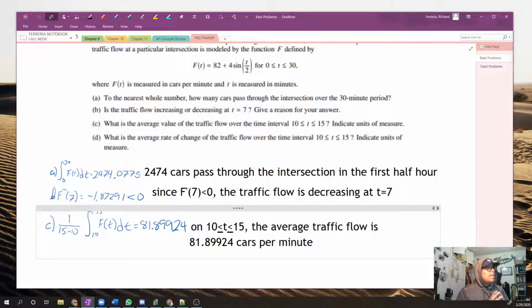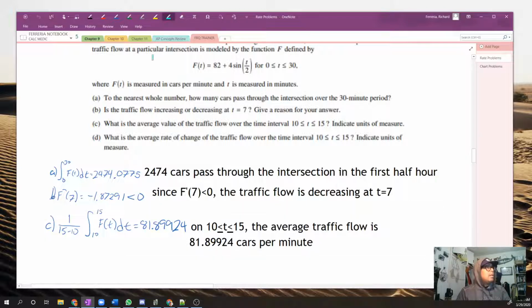Lastly, what is the average rate of change of traffic flow over the interval from 10 to 15? Indicate units of measure. Whoa! Average rate of change of traffic flow? What are they even talking about? Okay, I know that the average of anything is that integral expression. So whatever I'm putting in there needs to be next in the sentence. So the average rate of change of traffic flow.